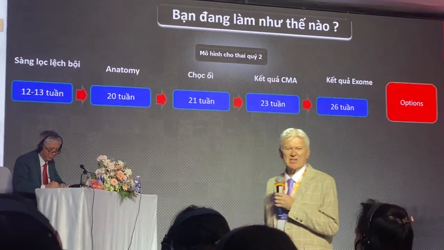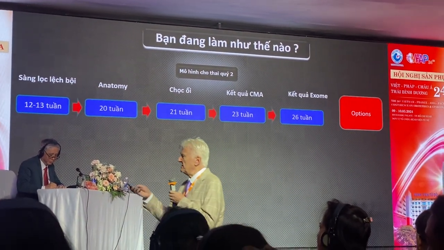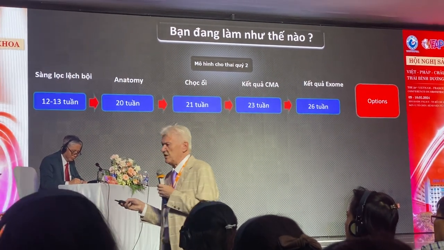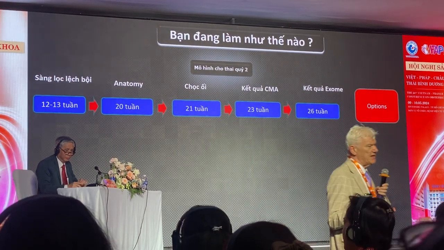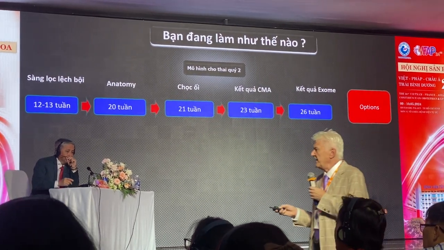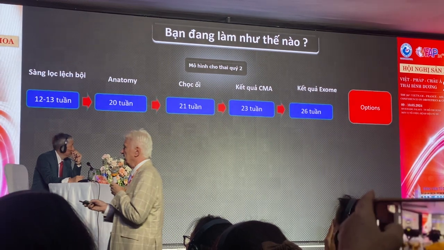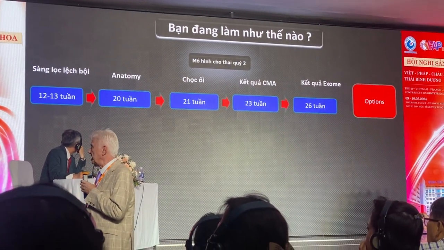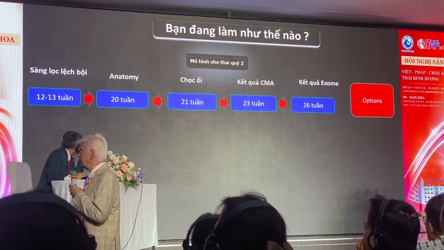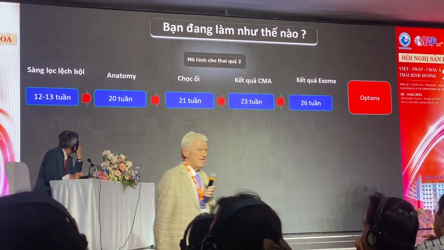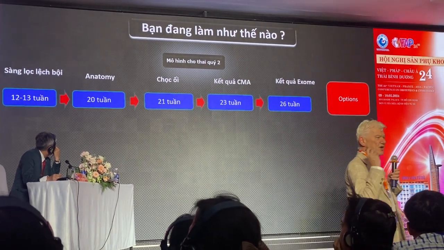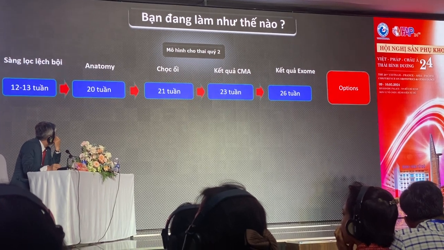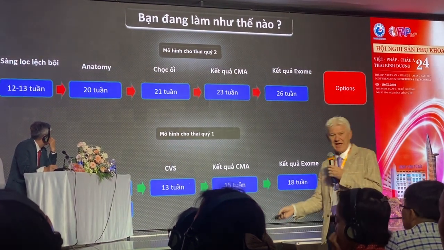But look at this slide. This is where many countries are today. They are doing a scan at 12 to 13 weeks and measuring a nuchal translucency and maybe a little bit of anatomy, but they're really doing the anatomy scan at 20 weeks, and then what they're doing is they're offering an amniocentesis when there's a problem. They're getting a chromosomal microarray at 23, and then they're doing exome sequencing at 26. That is what is happening across the globe in first world countries, premier service countries. That's what's happening today.